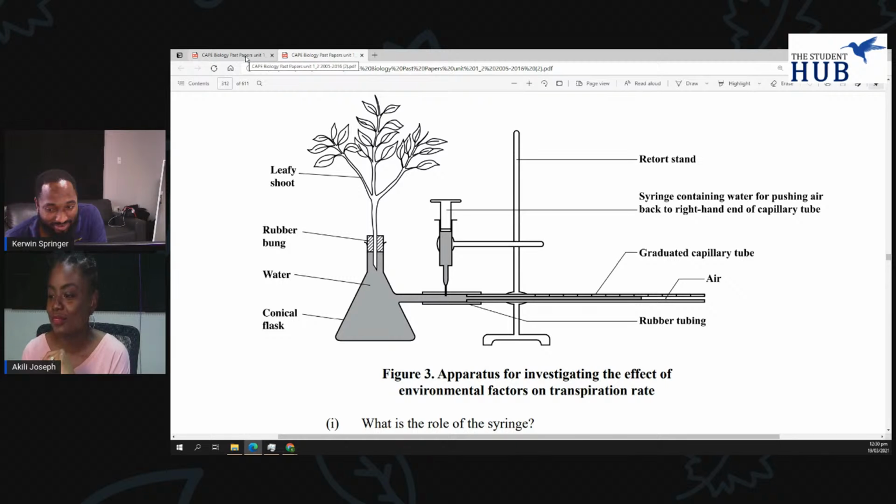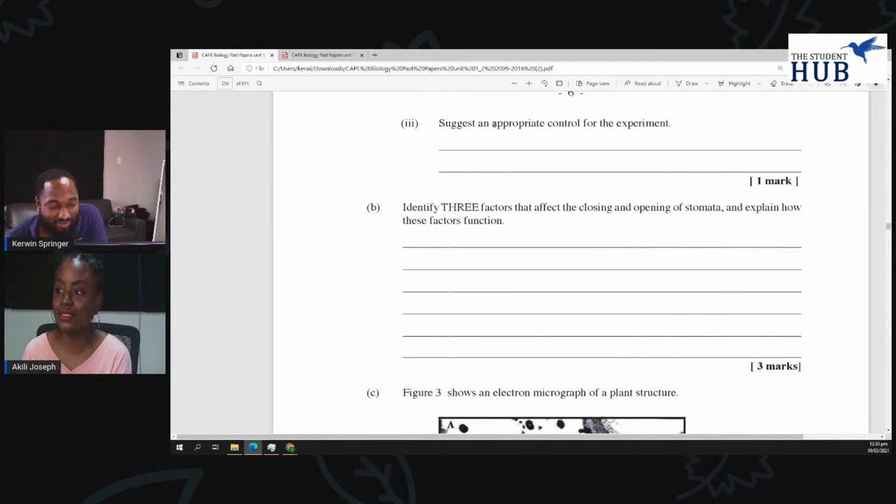Right. So again, for 1 mark, you can say either set up the apparatus with no Vaseline on any of the surfaces, or you set up the apparatus with Vaseline on both the upper and lower surfaces. Right? And that would give you your 1 mark.